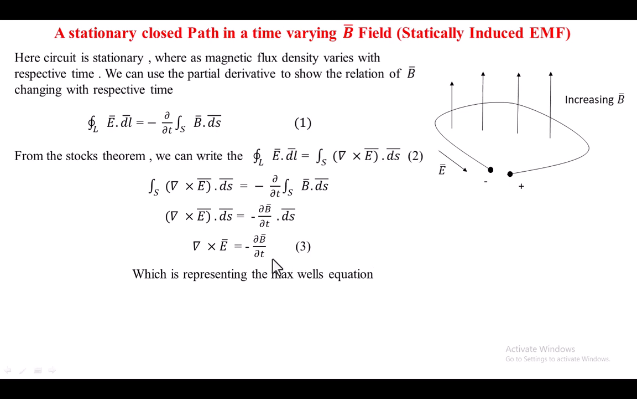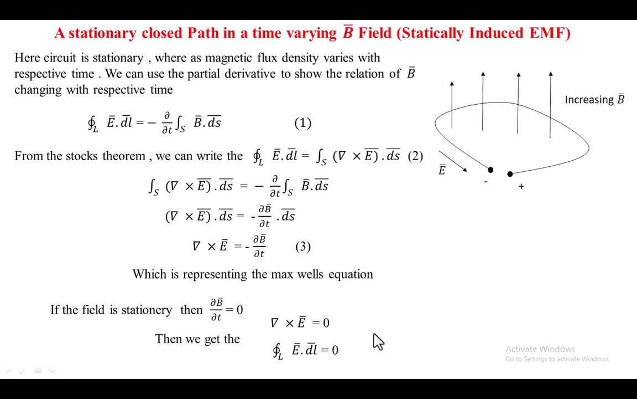Suppose the field is not varying with respect to time. Then the EMF induced in a conductor becomes 0, that is, the curl of E bar equals 0, and the closed line integral of E bar dot dl bar is also 0. Next, a moving closed path in a static B bar field, that is, in a static magnetic field.